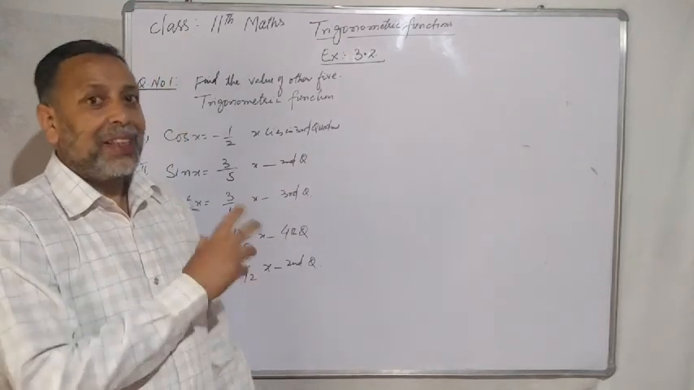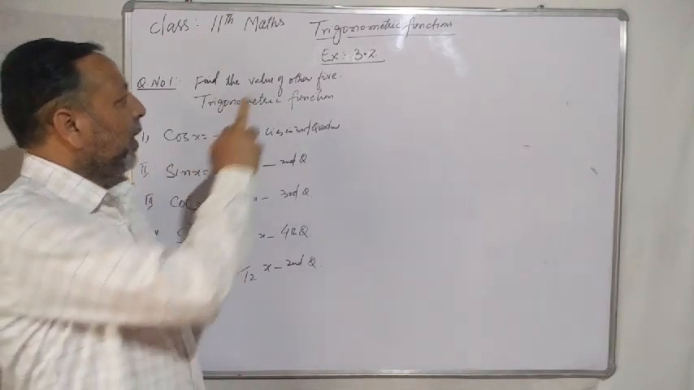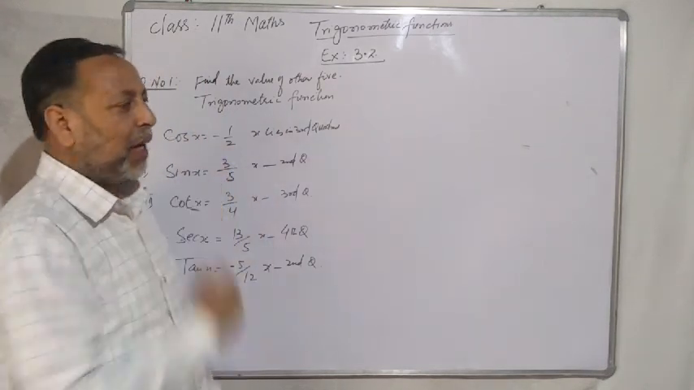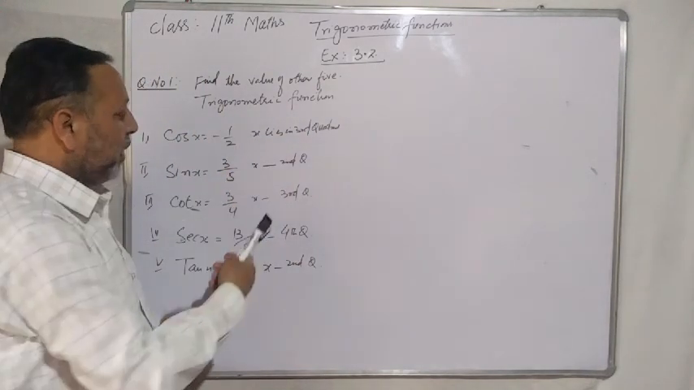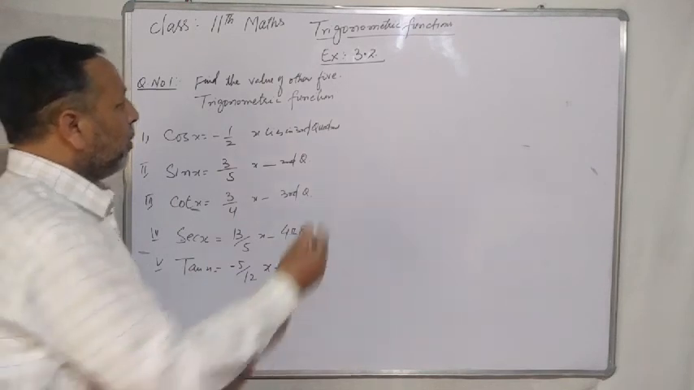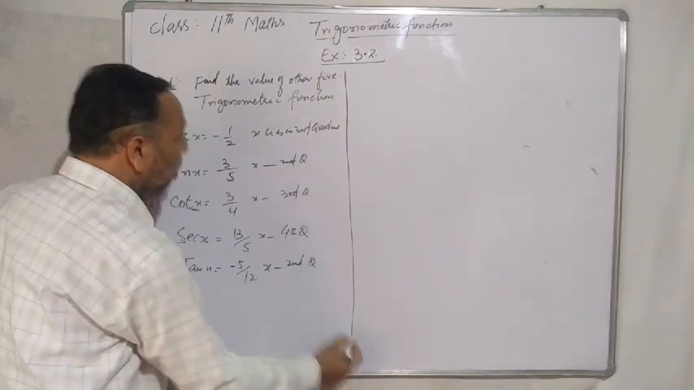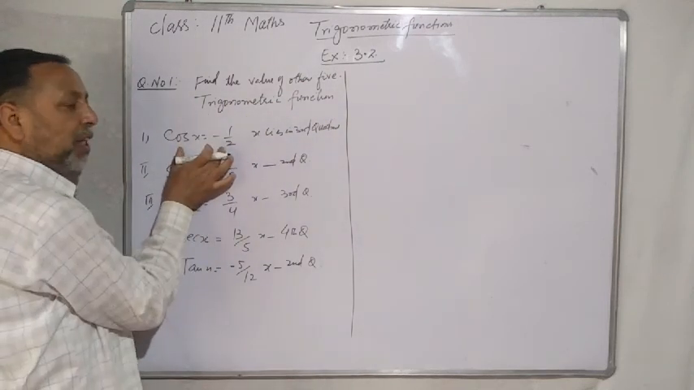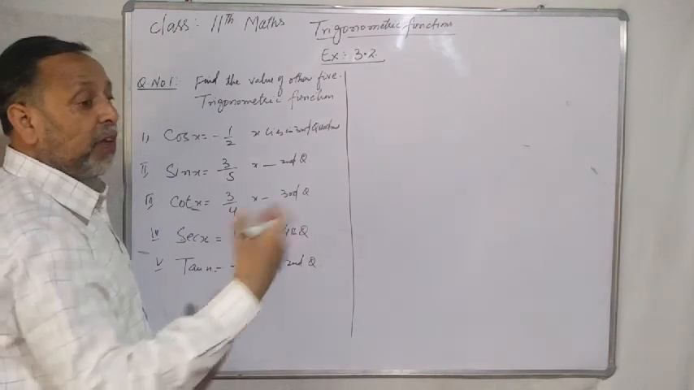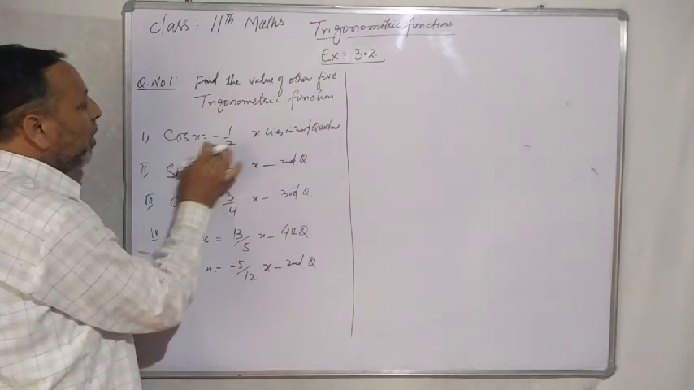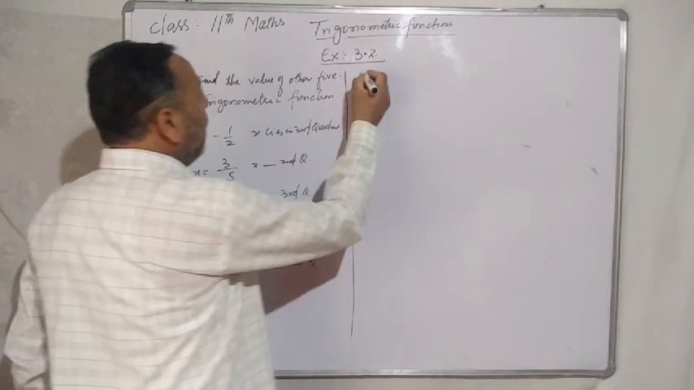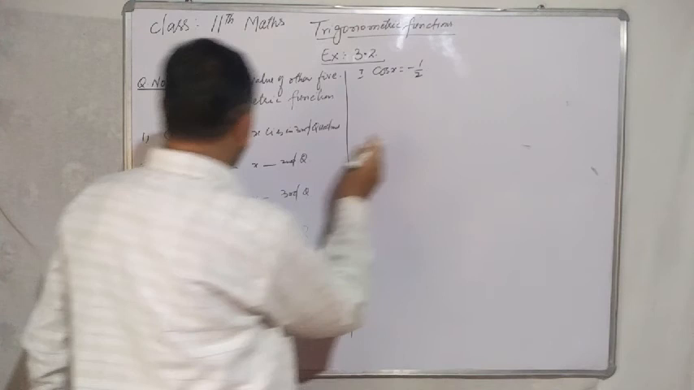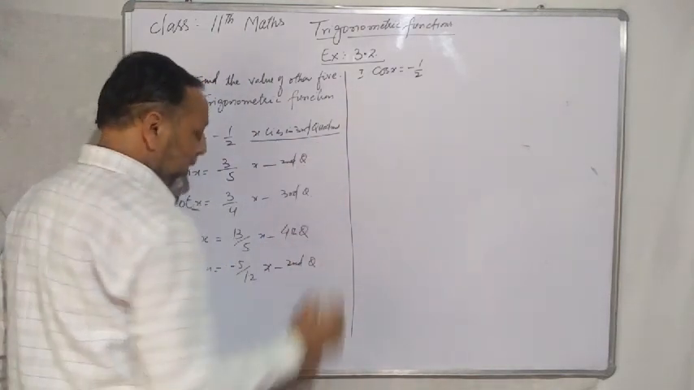Today, in this session, we will discuss exercise 3.2 of trigonometric functions, 11th class mathematics. Question first I have written here. Find the value of other 5 trigonometric functions. One function is given. You have to find the value of other 5 trigonometric functions. The first is cos x is equal to minus 1 by 2. And it states here that x lies in third quadrant.